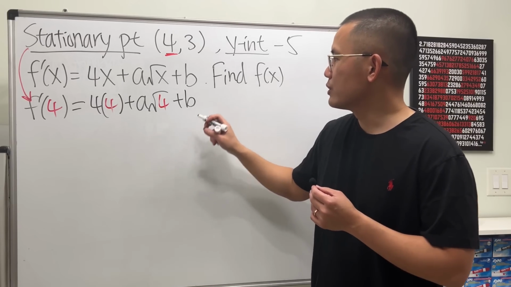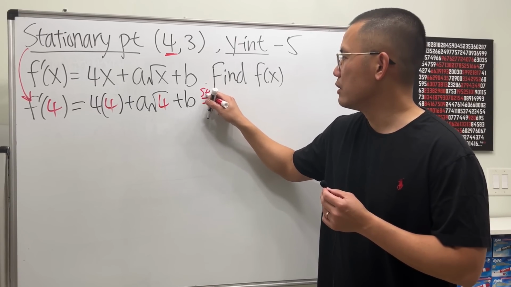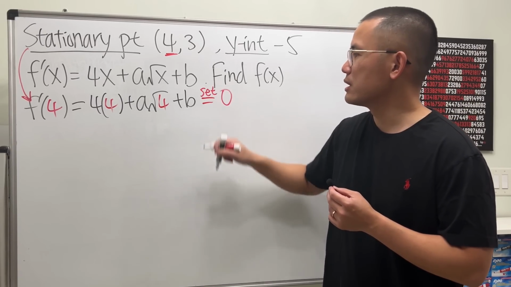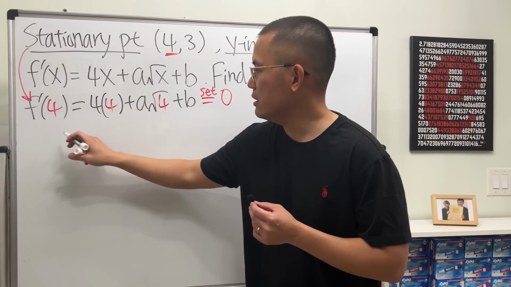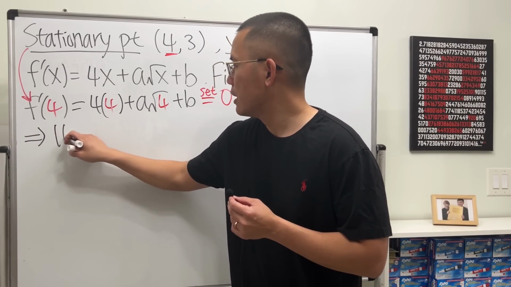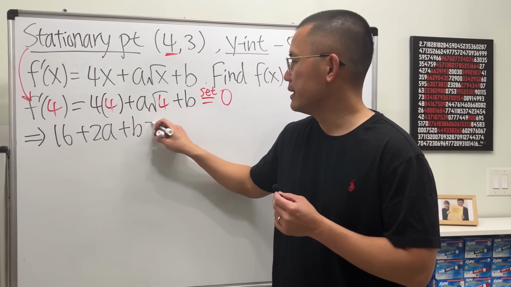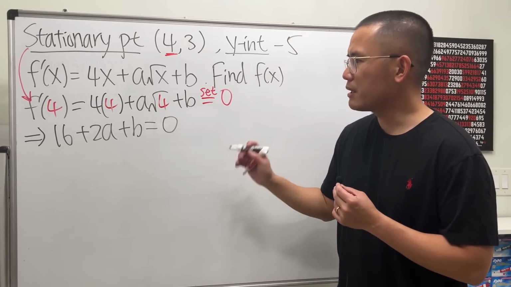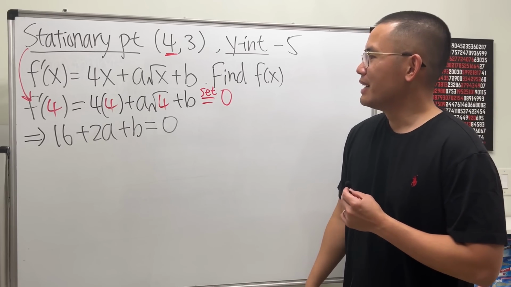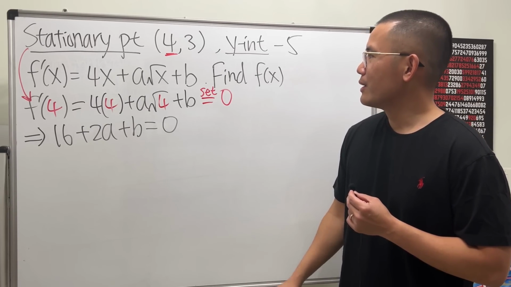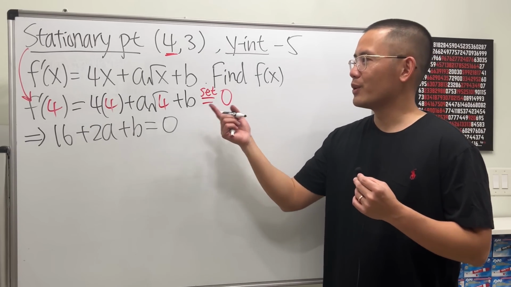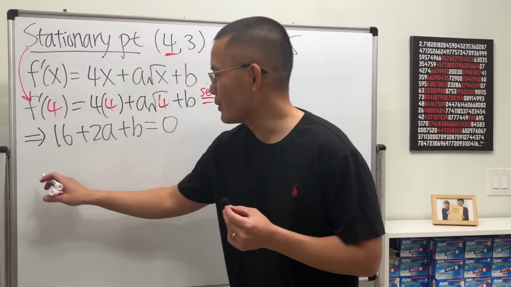and then we will just have to set this equal to 0 for being a stationary point. And then this is 16 plus 2a plus b, it's equal to 0. Okay, so keep that in mind. That's our first equation. Next though, we need to get the f of x, so we should integrate this, right? So I'm going to do that.